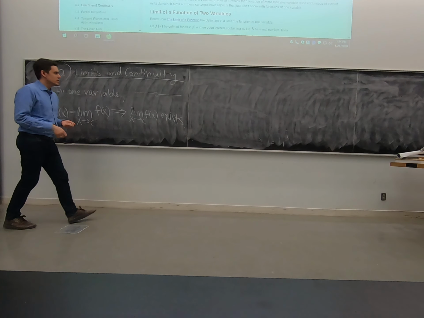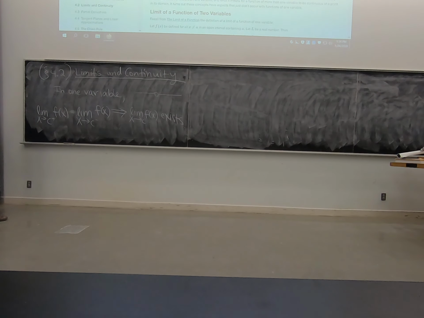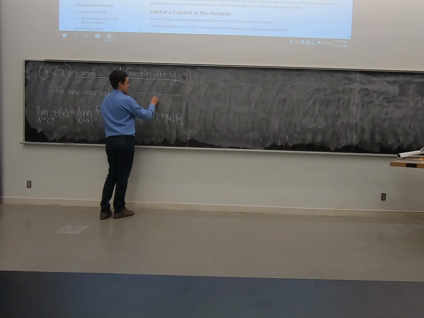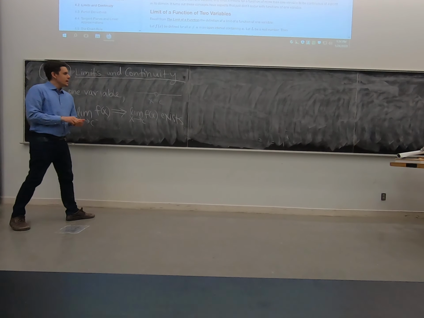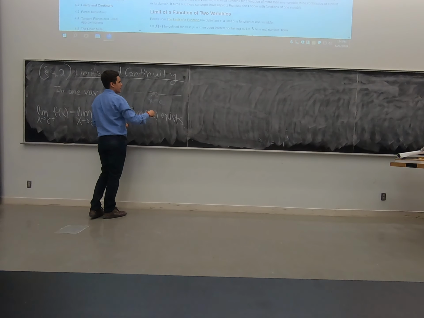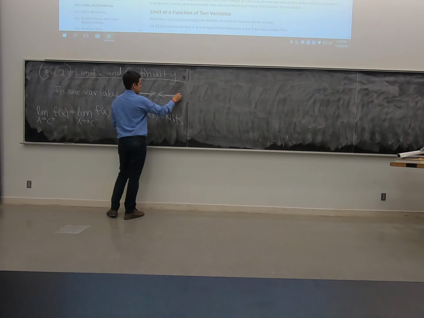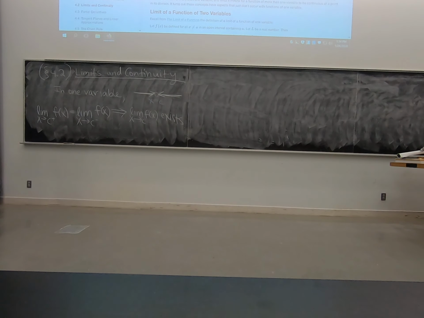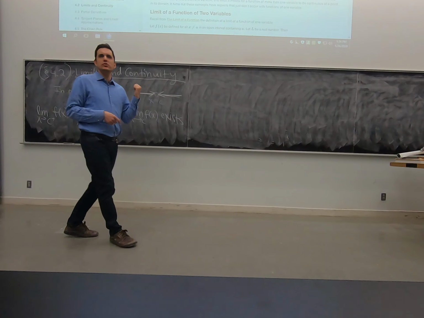You can imagine our number line, we've got some special value, x is equal to c. If we approach from the left, we should get the same value as we approach from the right. The real numbers are one-dimensional. There's only two directions of approach. How does this differ from the two-dimensional situation?